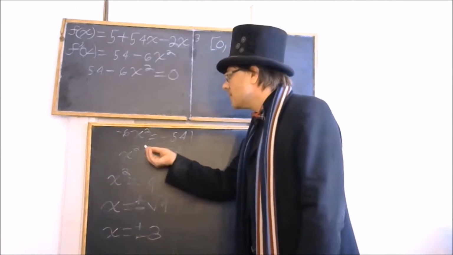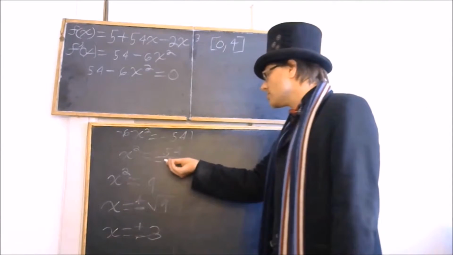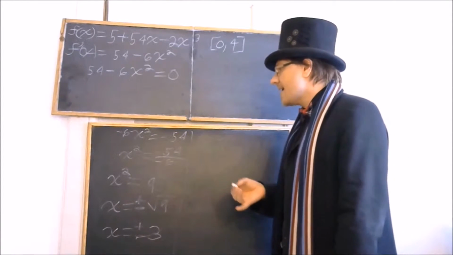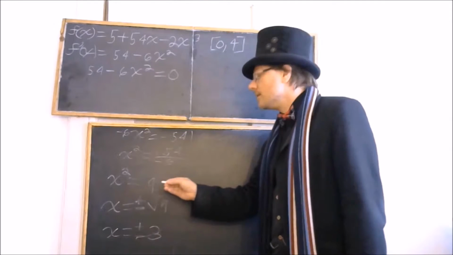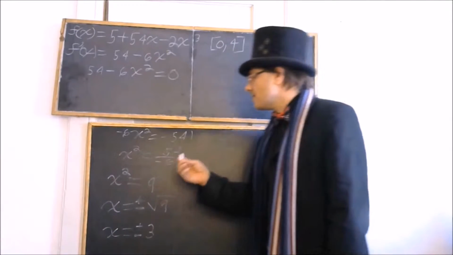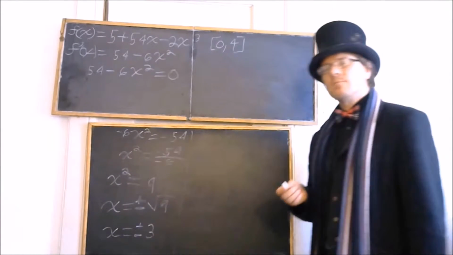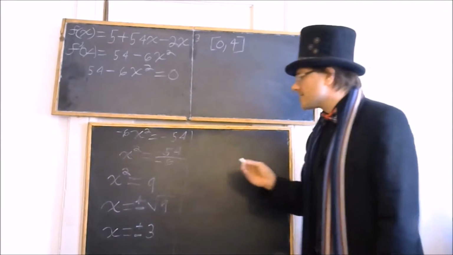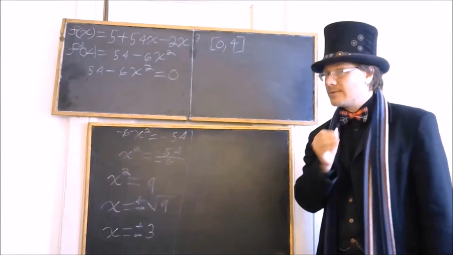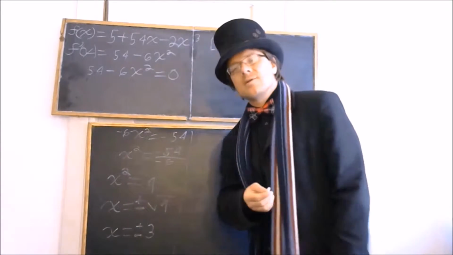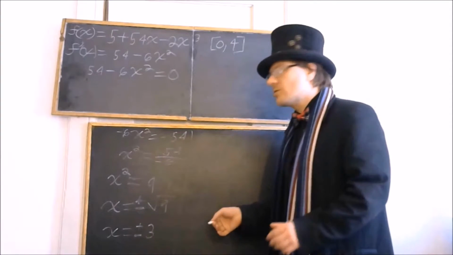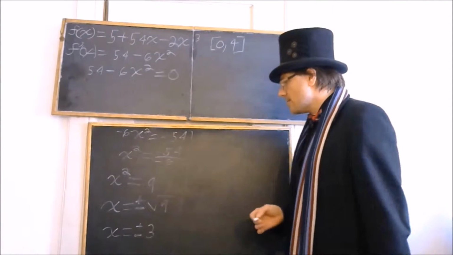And from here, we have x squared equals negative 54 over negative 6. And now we have x squared equals 9. And from here, we have x equals plus or minus radical 9. And don't forget your plus or minus. That's very important. Next, we have x equals plus or minus 3. And so this is what is called our critical values.